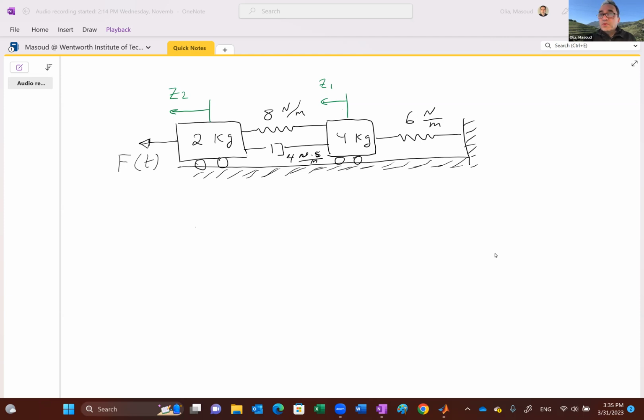And I'm here with a problem related to modeling of a system, a 2 degree of freedom system, which is related to the topic of vibrations or system dynamics.